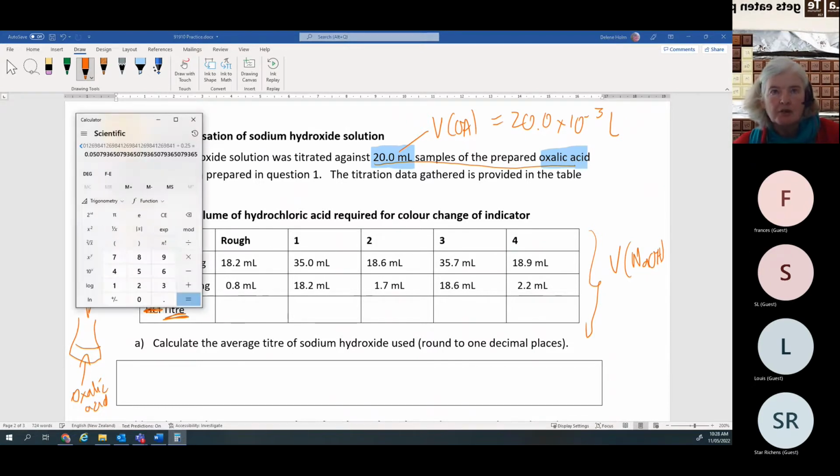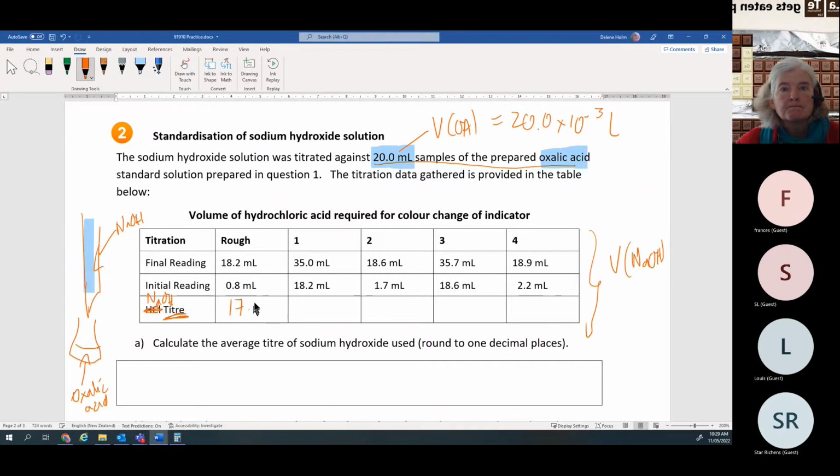Now, I always suggest when you're in the lab, as well as over here, use your calculator, but also check, is your answer sensible, by using your brain as well, because you could easily put the wrong thing into your calculator. It's very easy to just dump in the wrong numbers. So we've got 18.2 subtract 0.8 equals 17.4, and that'll be 17.4 milliliters.